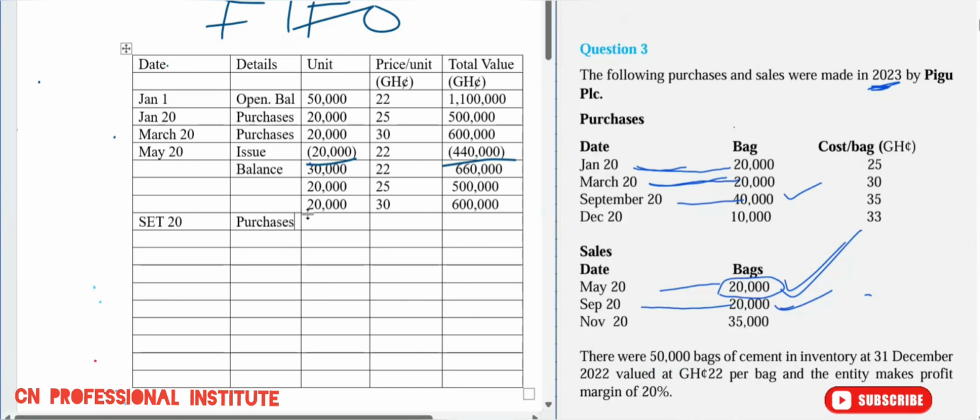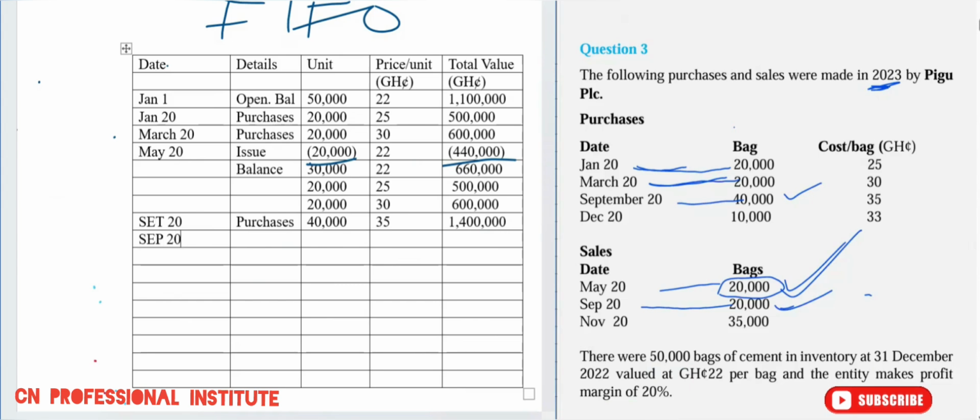So purchases, how many units did we purchase? September 20, we purchased 40,000 at 35. Purchase 40,000 at 35. And then that should give us a figure of 1,400,000, right? 1,400,000.